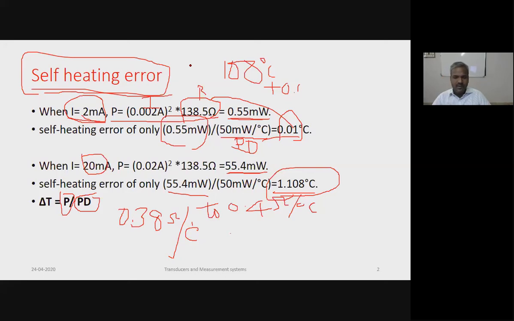Please remember these three parameters: the alpha value, the dissipation constant and how to calculate power dissipation, then your sensitivity 0.4, or 0.38 to 0.4. Normally, to calculate easily, just take 0.4. Okay.